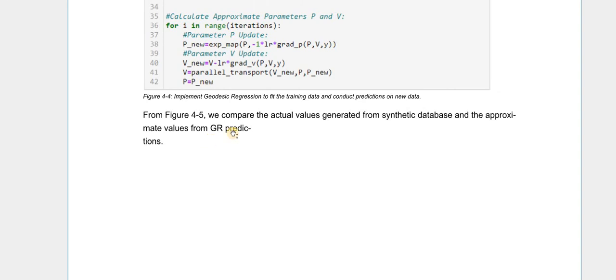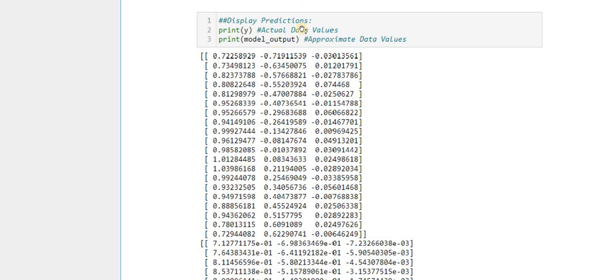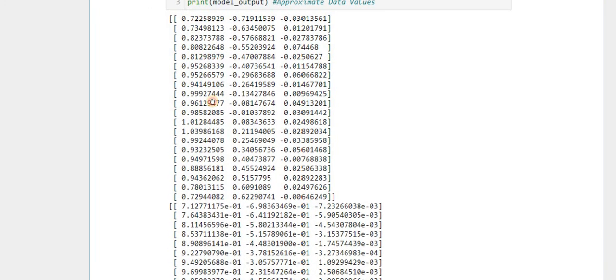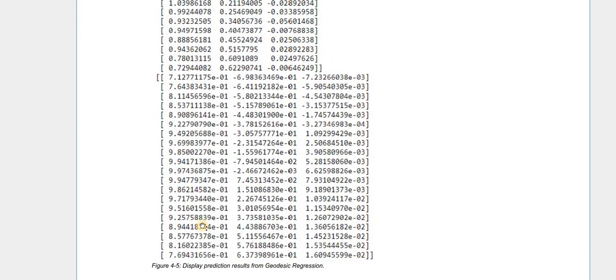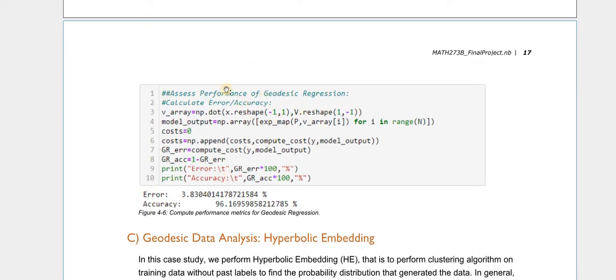And so with that, we compute the approximate versus the actual data values that we already had. And as you can see, they're quite similar. How so? Let's actually use some performance metrics to compute the error and accuracy rates. So with all of that, using a large amount of iterations and a small learning rate, we get an accuracy of almost 97%, and a very low error rate. The error rate is just the inverse of the accuracy.